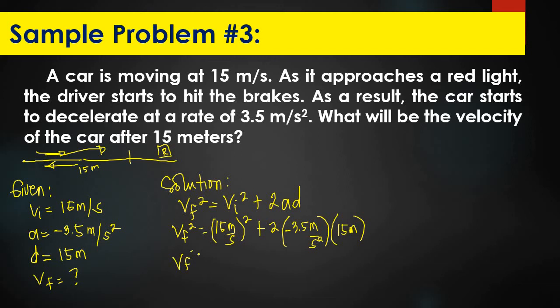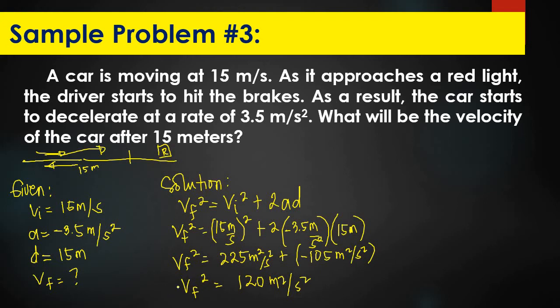Vf squared is equal to 225 minus 105, that is 120 meters squared per second squared. Is that the final velocity? No, sir. So what do we do? We need to cancel the square. How do we cancel the squared? Square root. We take the square root. Square root of 120 is 10.95, sir.